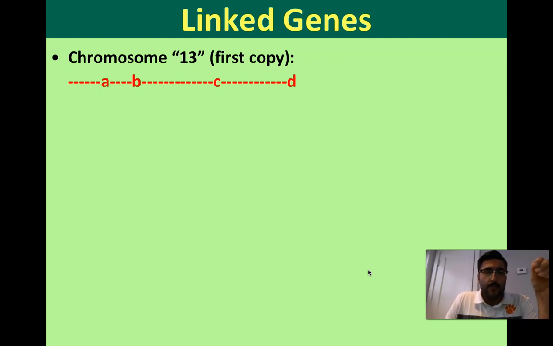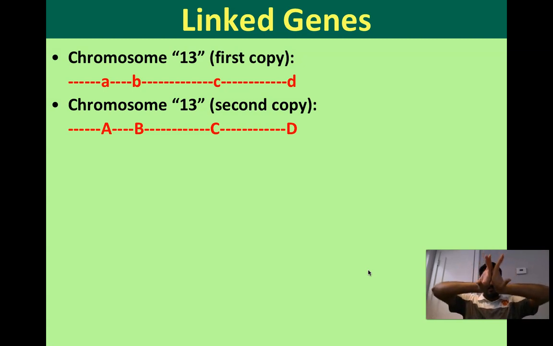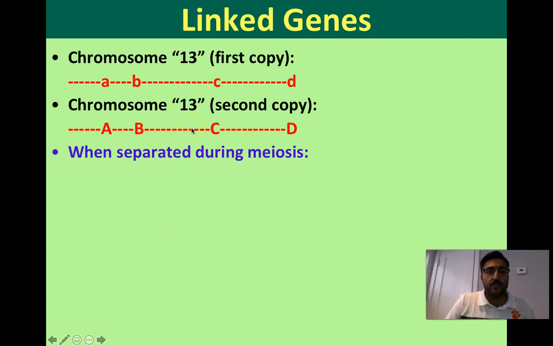So I'm going to just walk you through an example. It's going to be maybe a little confusing at first, and then it'll make more sense as we go. But imagine you had chromosome number 13. So this is your first copy. And then you have another copy of chromosome 13. So think of this as your X, right? Like one dangly chromosome, another dangly chromosome. And this is chromosome 13.